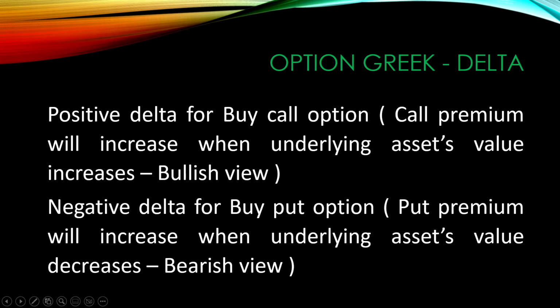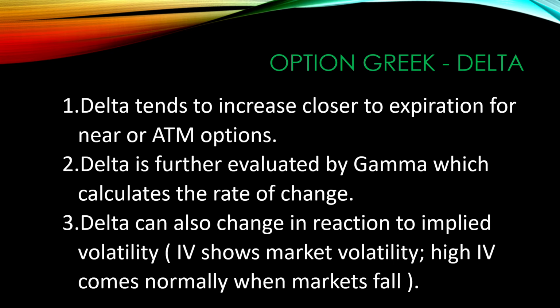Okay, so for a bullish view, you need positive delta, and for a bearish view, you need negative delta. When you look at the chart, if it is 0.8 for any strike price, that is positive, and close to 1, that is good for making profit fast. Let's see these 3 points. Delta tends to increase closer to expiration for near or ATM options. So the delta, the rate of increase, tends to increase when the strike price comes nearer to ATM.